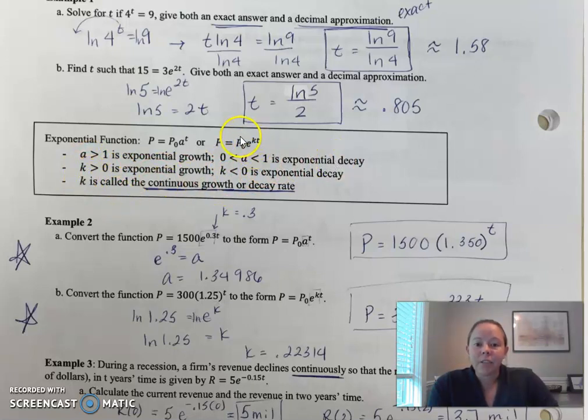Notice we're reintroducing PERT over here, P e to the r t, or k t. The only reason they use k is they're distinguishing between this continuous rate and the annual growth rate over here. In this continuous growth rate function, when k is greater than 0, it's an exponential growth. When k is less than 0, it's an exponential decay. k is called the continuous growth or decay rate.